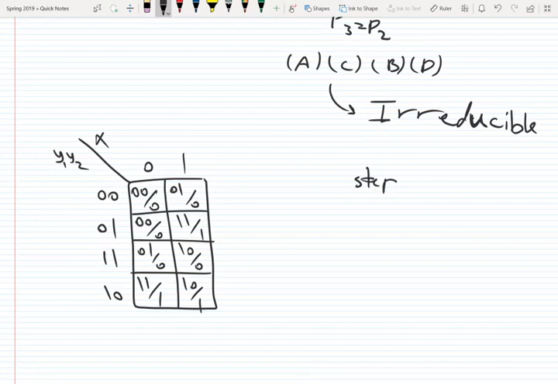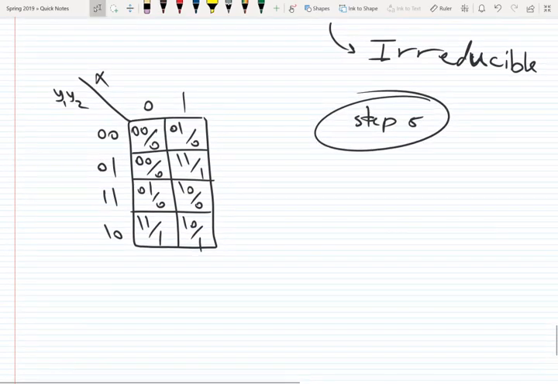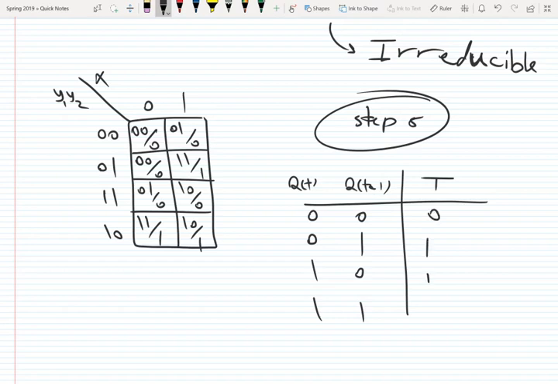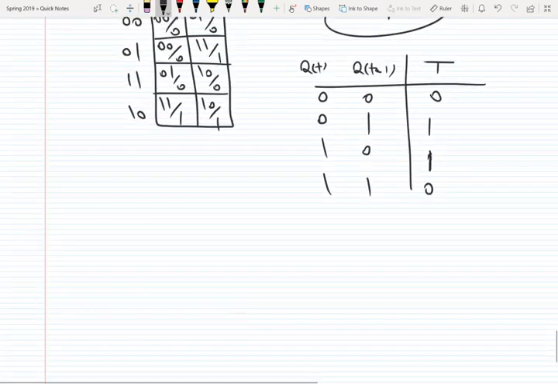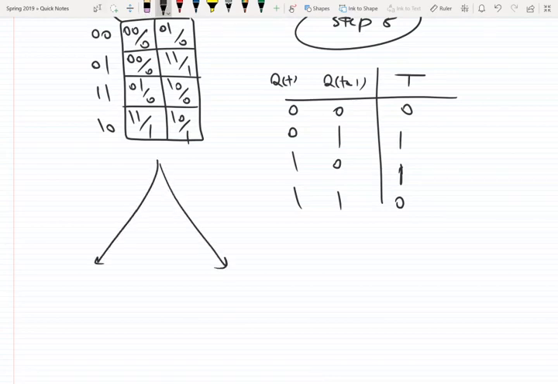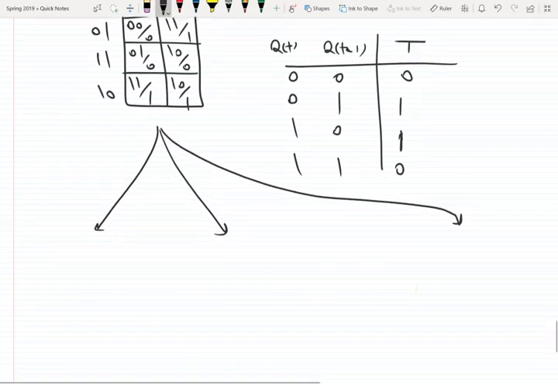In step 5, we need to have the excitation table for the T flip-flop. Q of T, Q of T plus 1, and T: 0, 0, 0, 0, 1, 1, 1, 0, 1, 1, 1, 0. So this one is the excitation table for the T flip-flop. Now we need to split this into tables: one for T1, the other one for T2, and the third one for the output.